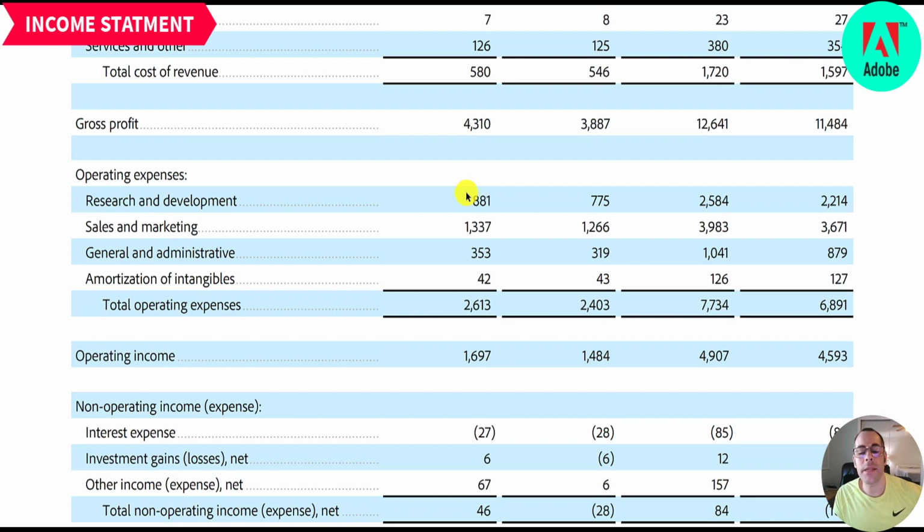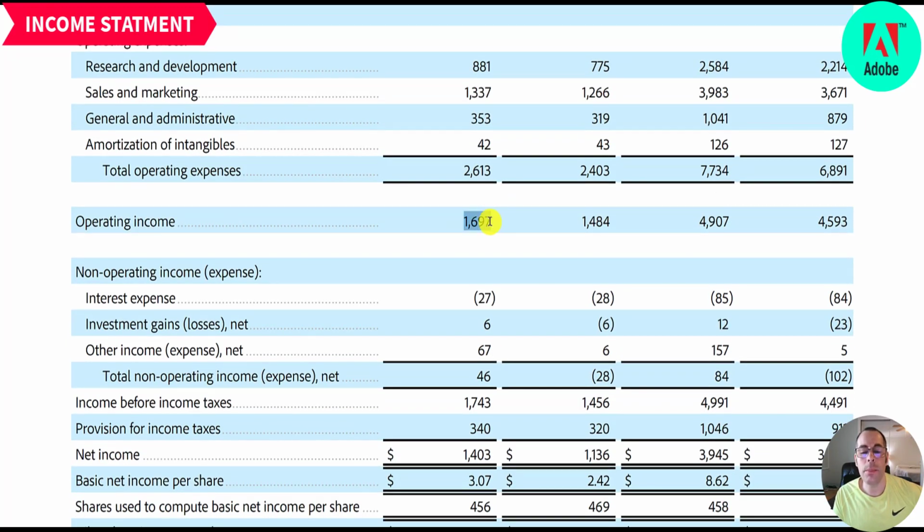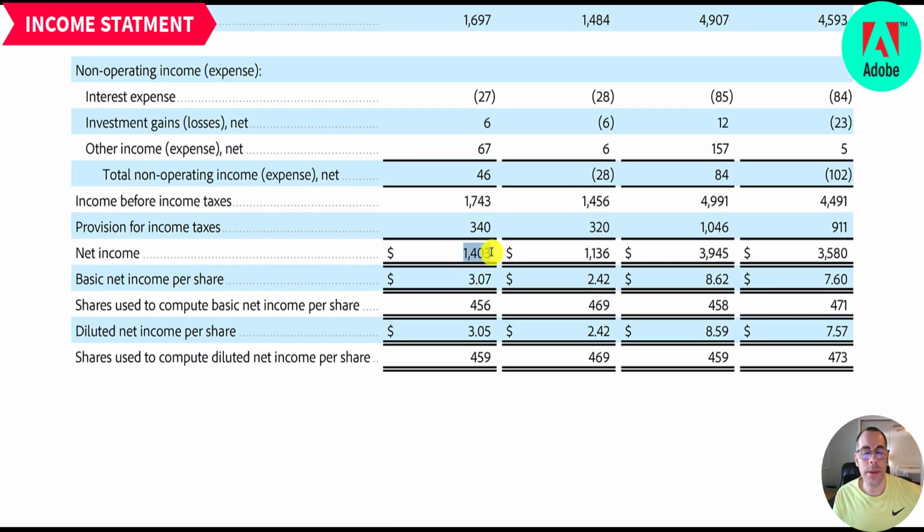Of course, they have lots of operating expenses, R&D $880 million, marketing $1.3 billion, total expenses $2.6 billion, operating income $1.7 billion, up from $1.5 billion. So they're really profitable. Net income $1.4 billion. If you divide that by the shares outstanding, it's $3.07 per share, because they have 456 million shares outstanding. 1.4 billion over 456 million is 307.